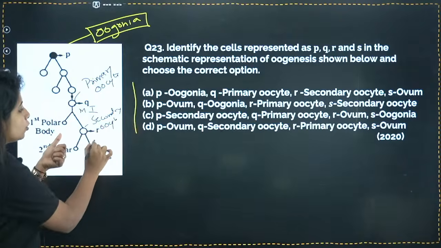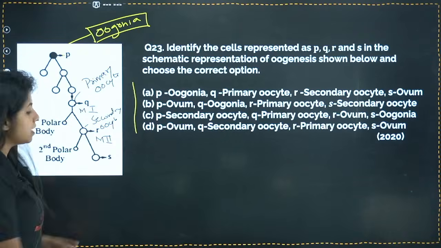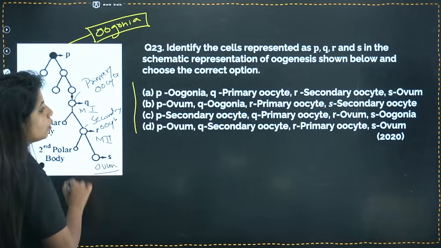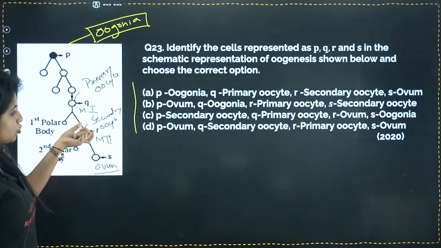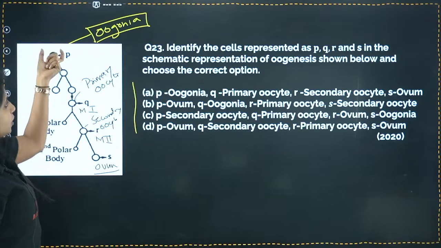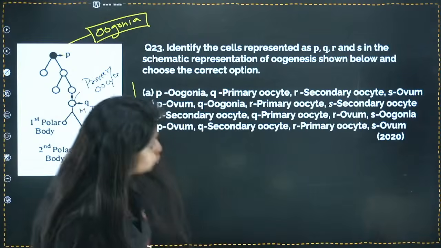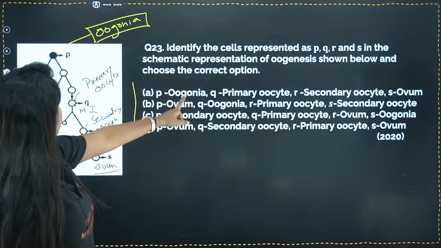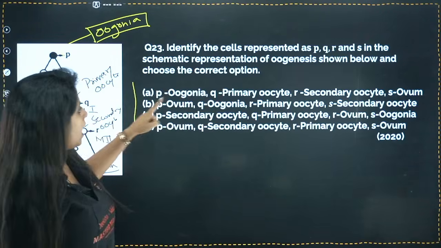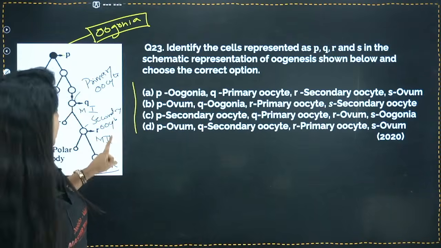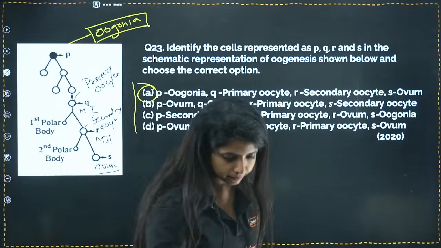Now, secondary oocyte will undergo meiosis 2. Again, this is partial division. One small cell and one big cell. This big cell is going to be the ova or the ovum. So, you can do the reverse if you are confused like this. Ovum, then it has to be secondary oocyte, then primary oocyte, and at the top it will be oogonia. Since you guys were saying the answer is A, I have to check. P is oogonia, and Q is primary oocyte, and R is secondary oocyte, and S is ovum. Yes, you guys are correct. The answer for this question is going to be A.